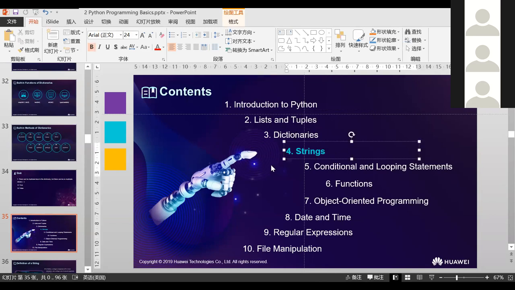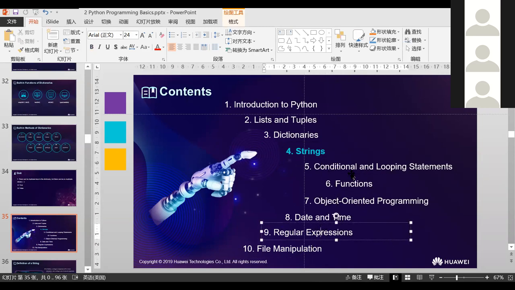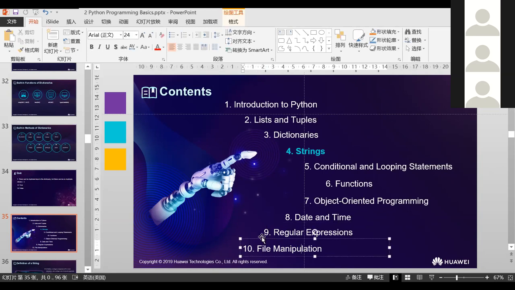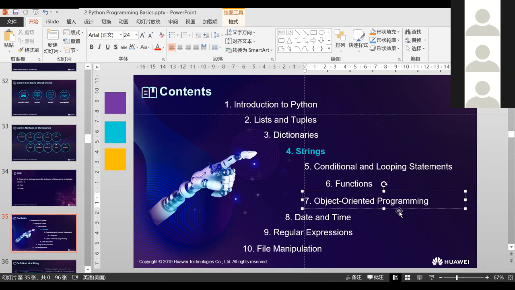And tomorrow we're going to continue to talk about other data structures like strings and sets in Python, and also some more operations and grammar of Python: how to define a function, how to use conditional or looping statements, how to define a class, a parent class, a child class, how to process date and time in Python, and also regular expressions and file manipulation. So the key parts of this section are lists, tuples, dictionaries, strings, conditional and looping statements, functions, and object-oriented programming.